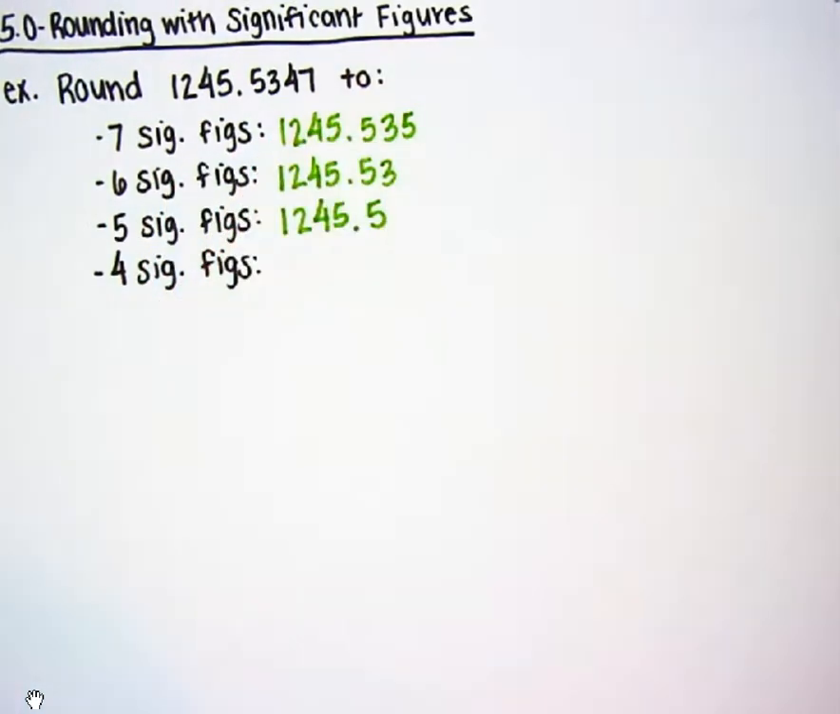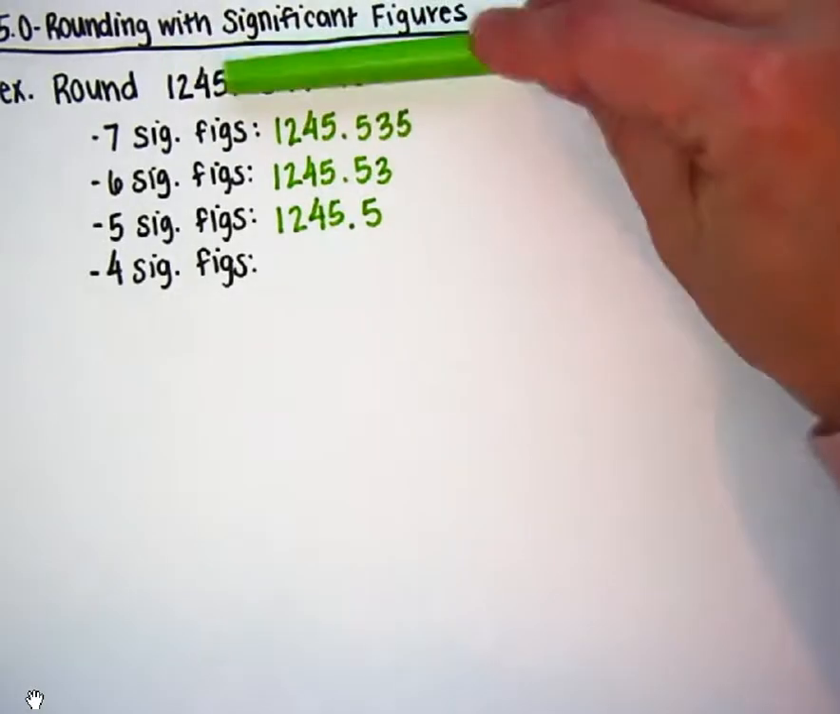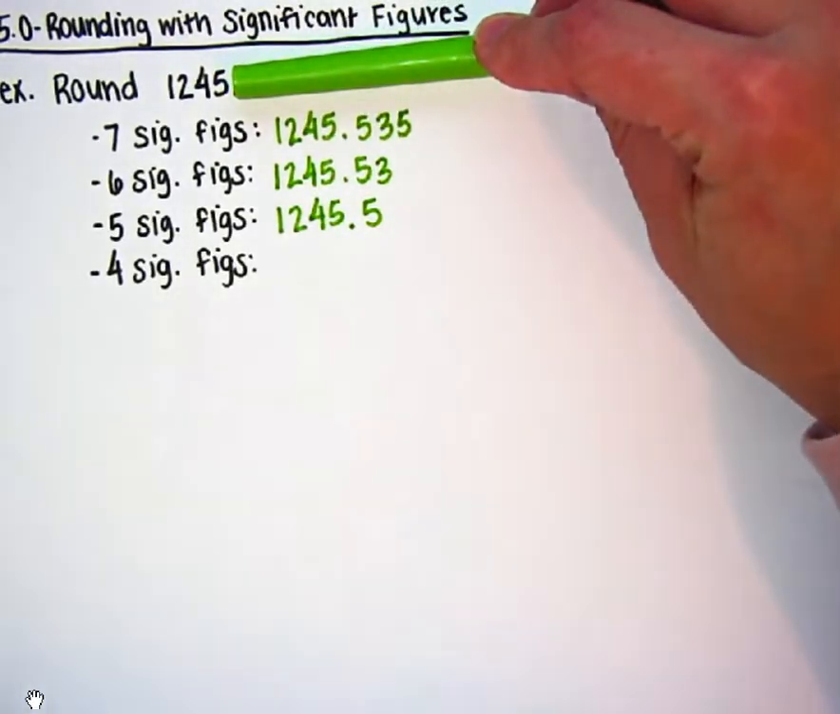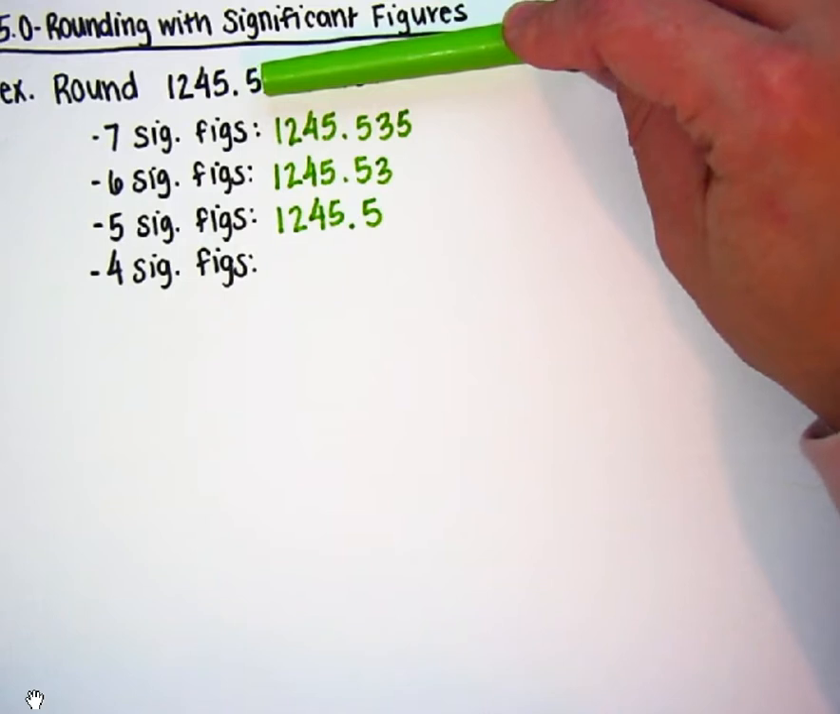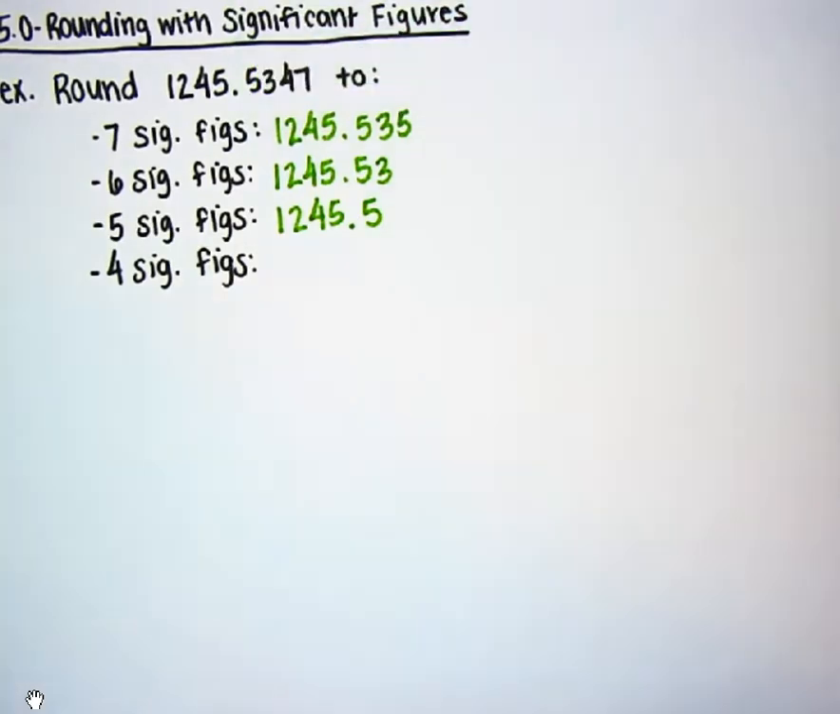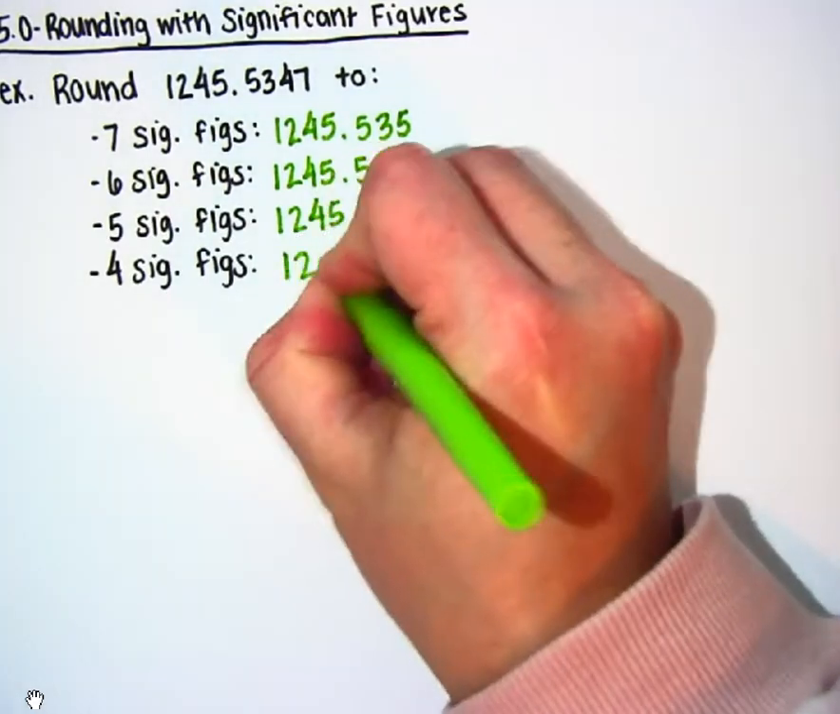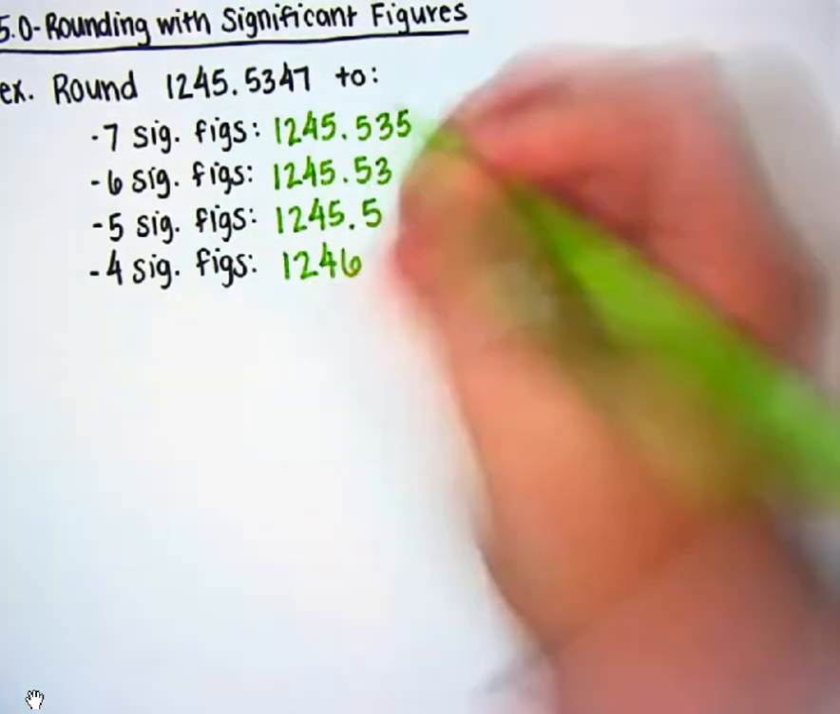4 significant figures. We're going to keep the first 4 digits. We want to look at the one number. If it's 5 or above, we round up. So this would round up to 1,246.